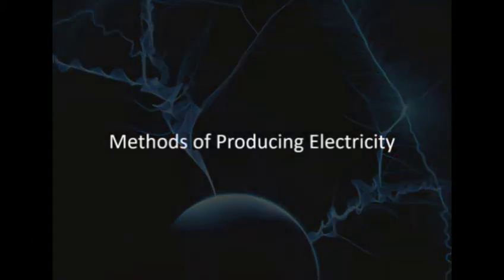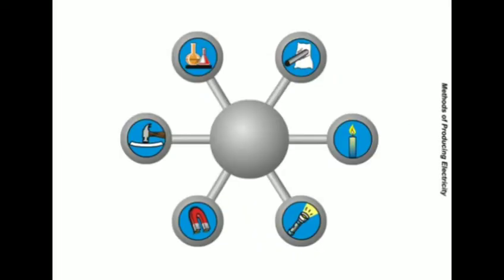Methods of producing electricity. In this learning activity, you'll review the 6 different ways in which electricity is produced: chemical, friction, heat, light, magnetism, and pressure. Let's click on the pictures below for a detailed description of each method.